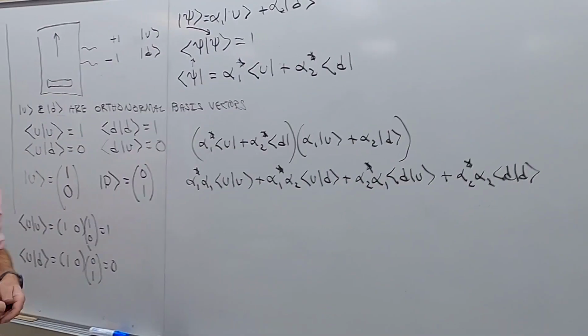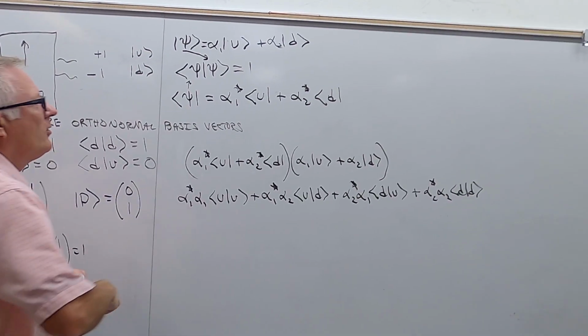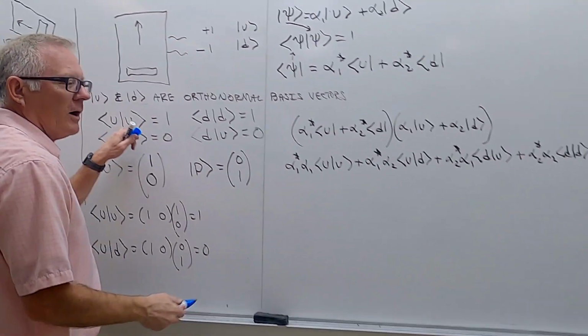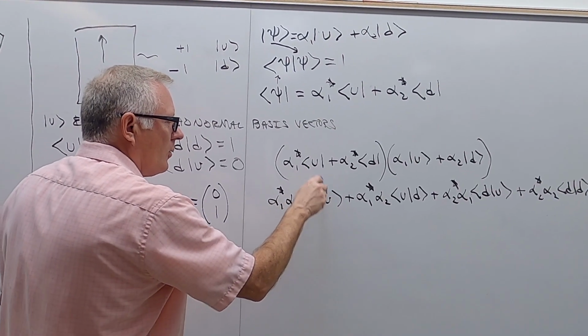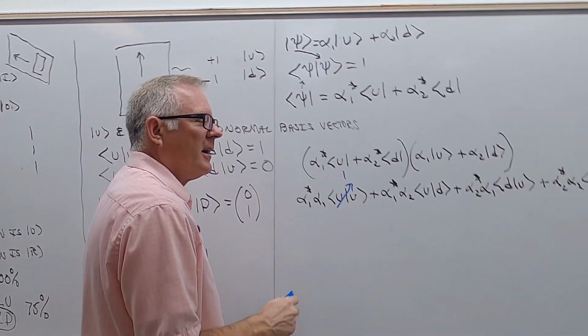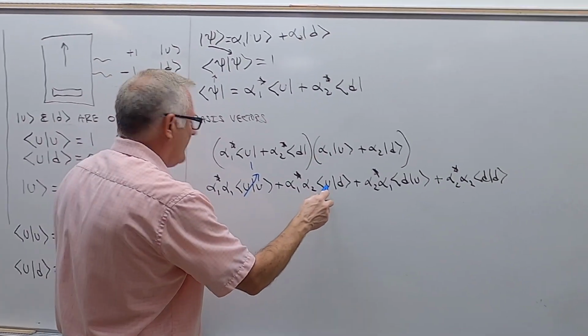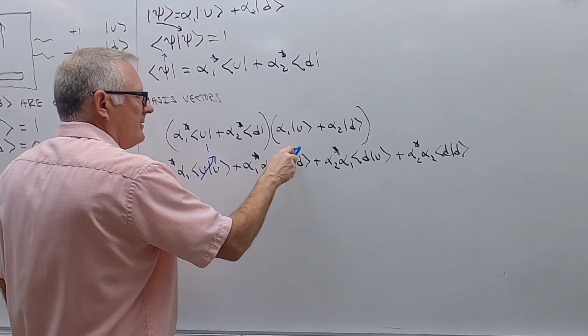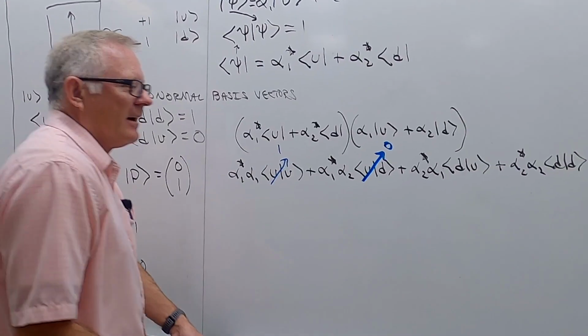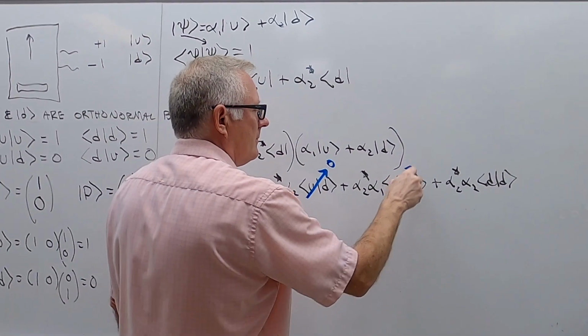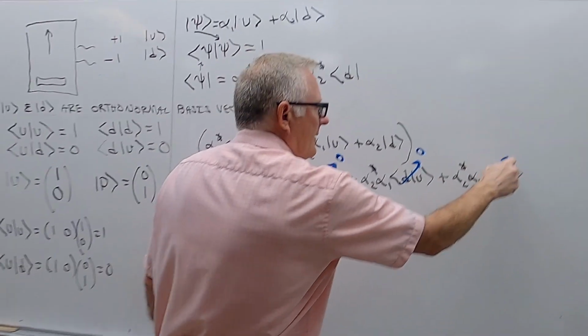Okay, and now we can use the fact that we know up, up is 1. So that's just 1. All of our dot products are going to be that easy. This one, up, down, 0. Usually always just 0 or 1. Down, up, 0. This one, 1.